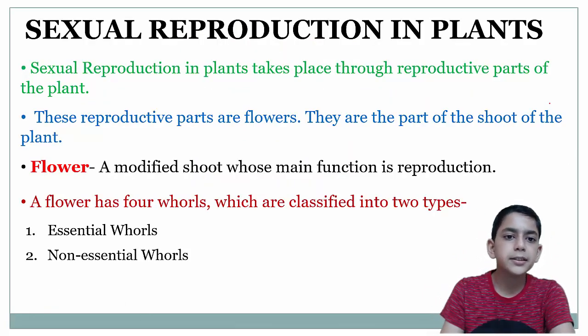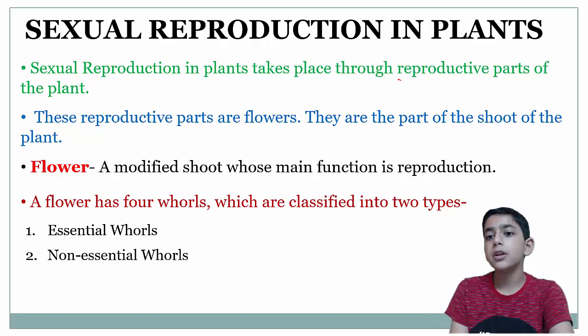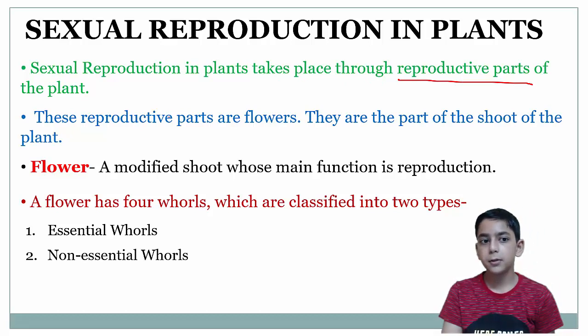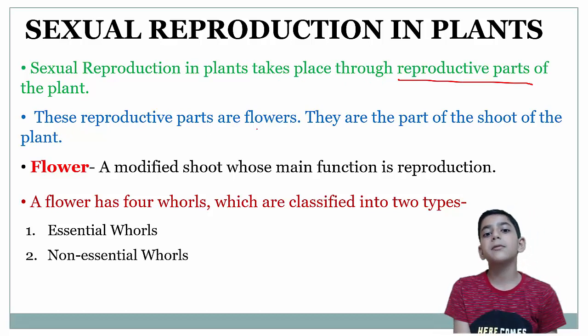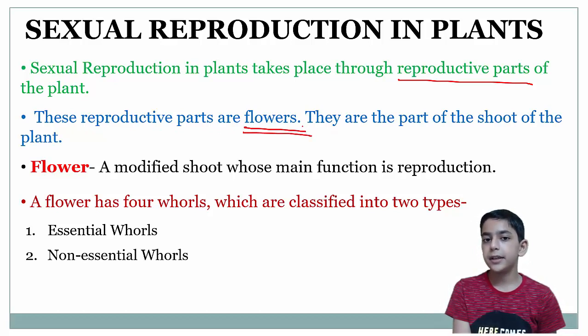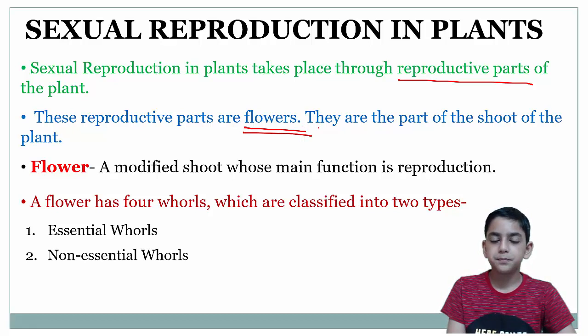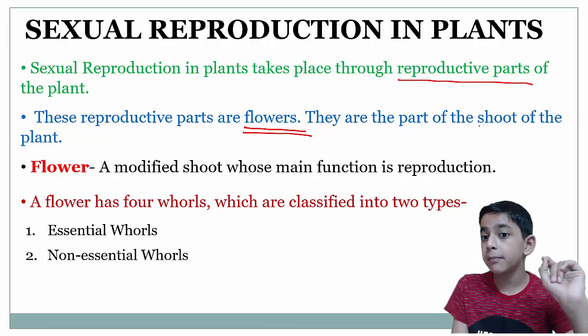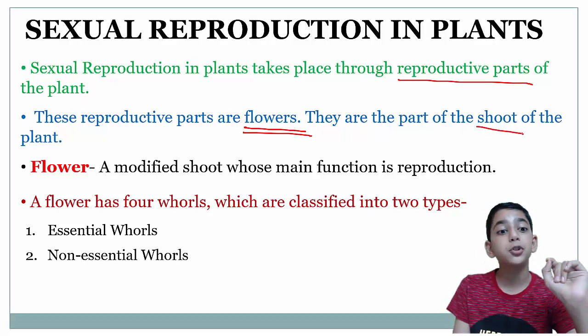The first point is that sexual reproduction in plants takes place through reproductive parts of the plant. Yes, through reproductive parts of the plant. And these reproductive parts are the flowers. Now, they are part of the shoot. And yes, we have to remember that they are part of the shoot of the plant, not of the roots.